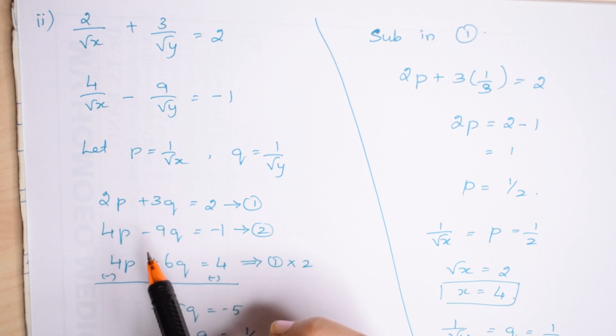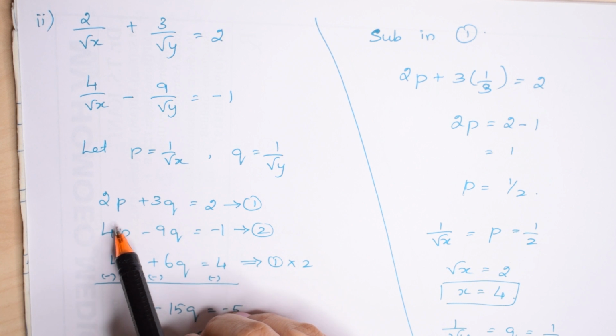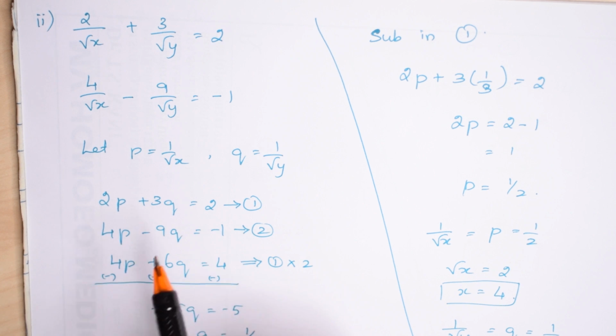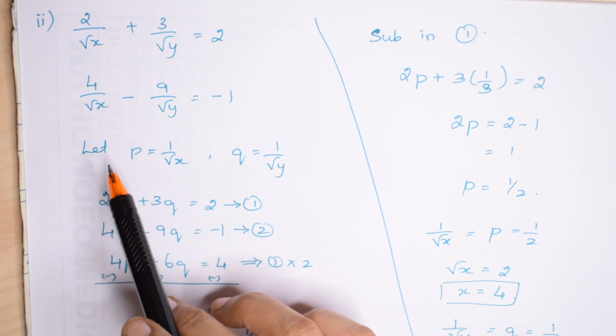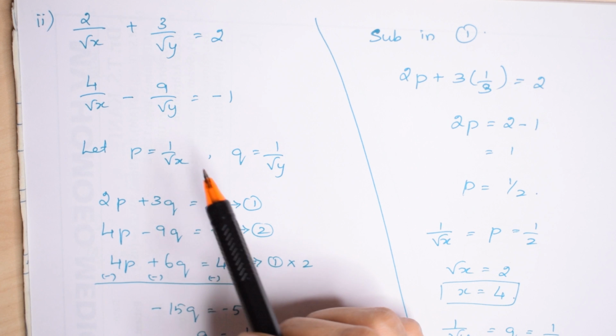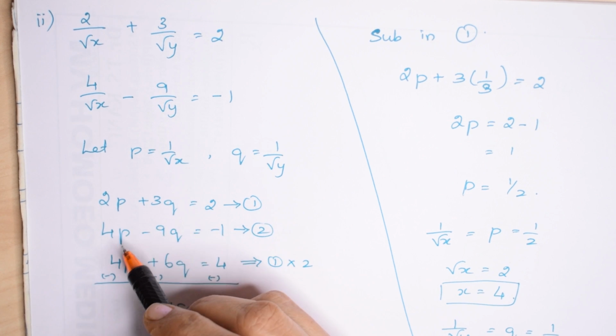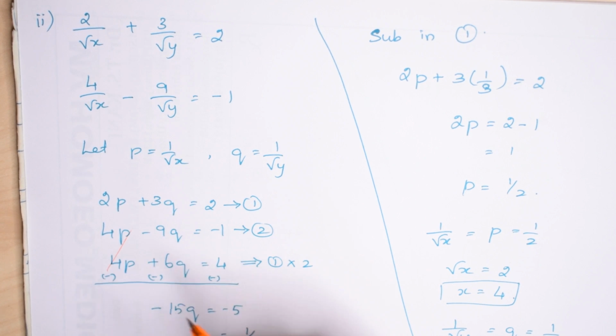Okay, now when I substitute that, I get the equation. In the place of 1 by square root of x, I am using p. So the equation becomes 2p plus 3q is equal to 2. That becomes the first equation. Second equation is 4p minus 9q is equal to minus 1. That becomes the second equation. I multiplied the first equation with 2, and so the p terms get cancelled, and the remaining is minus 15q is equal to minus 5.